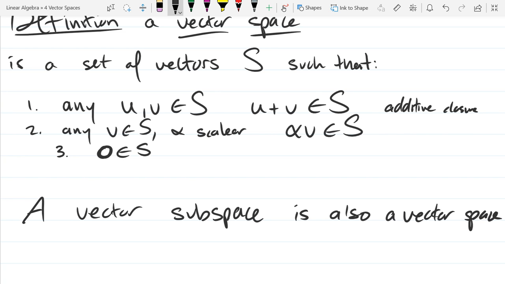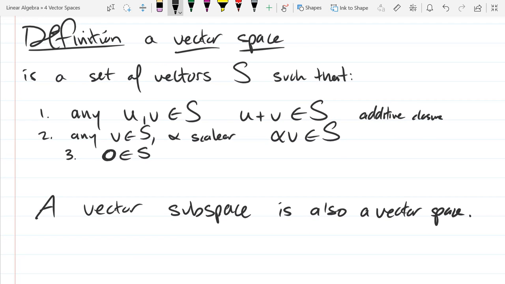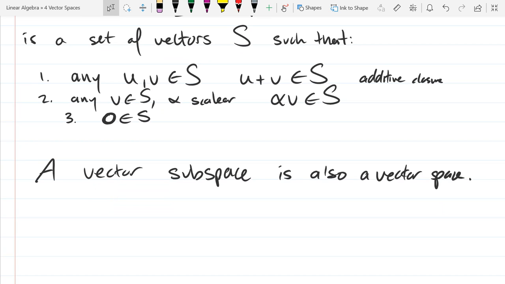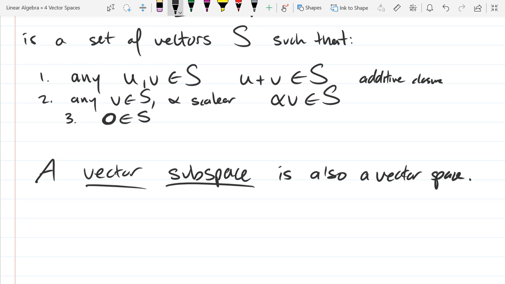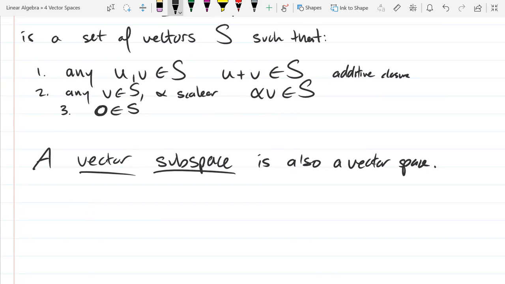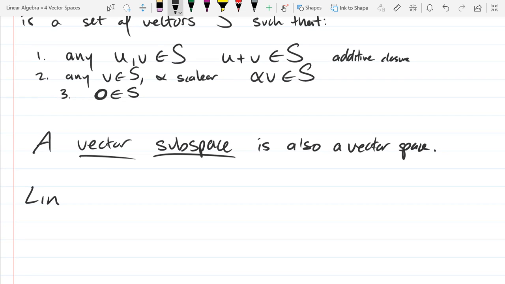So a vector subspace is also a vector space. It has to have these same three properties right here. What that means is you take any two vectors in your subspace, add them together, and the sum is still in the subspace, and you can scale any vector in the subspace, and it is still inside the subspace. And let's talk about linear combinations. Linear combos are also in the subspace.